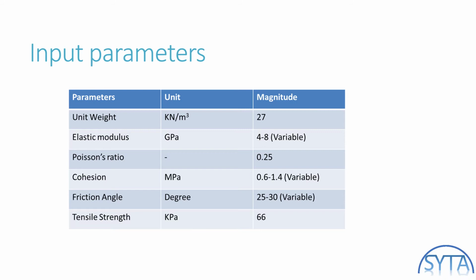So for the input parameters, we have some general characteristics shown here, like the unit weight taken as 27 kilonewton per meter cube, and the elastic modulus varies from 4 to 8 GPa. For the cohesion, it varies from 0.6 to 1.4 MPa, and for the angle of internal friction, it varies from 25 to 30 degrees. A few other constants are the Poisson's ratio, taken as 0.25, and tensile strength as 66 kPa in this case.